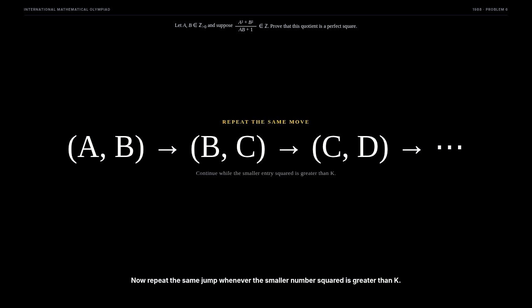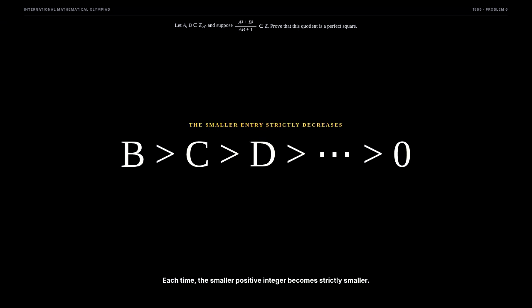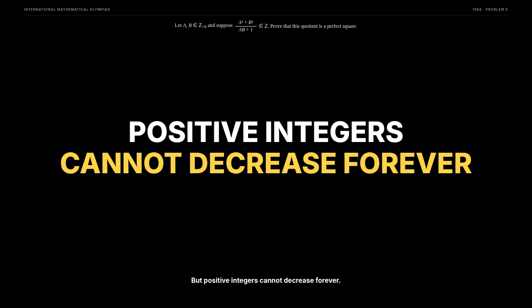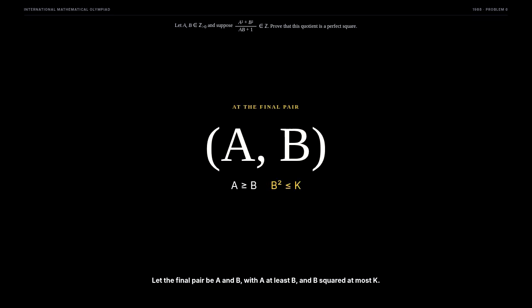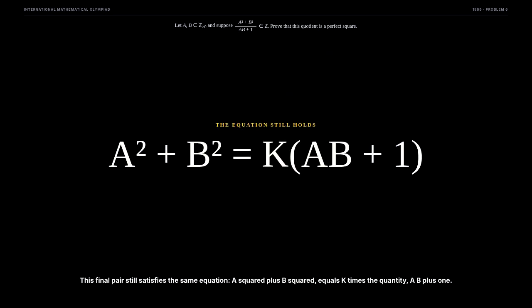Now repeat the same jump whenever the smaller number squared is greater than k. Each time, the smaller positive integer becomes strictly smaller. But positive integers cannot decrease forever, so eventually the process must stop. Let the final pair be a and b, with a at least b and b squared at most k. This final pair still satisfies the same equation. a squared plus b squared equals k times the quantity ab plus 1. Move the mixed term to the left and factor a.